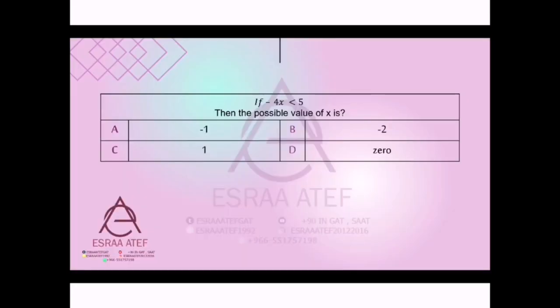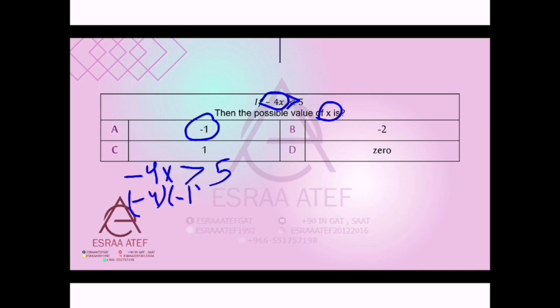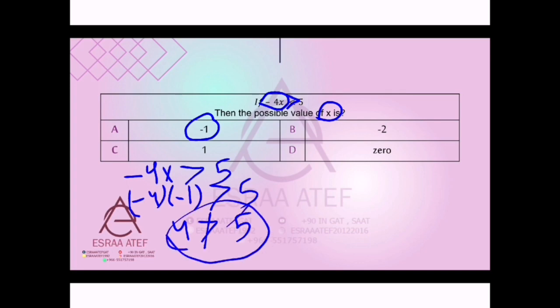Okay, here we have negative 4x, which is bigger than 5. So we want to get the value of x which makes negative 4x bigger than 5. So we will try the first one. We have negative 4x bigger than 5. If we replace x by negative 1, it will be 4. 4 is not bigger than 5, so it's not right.